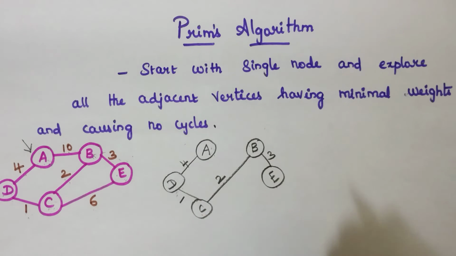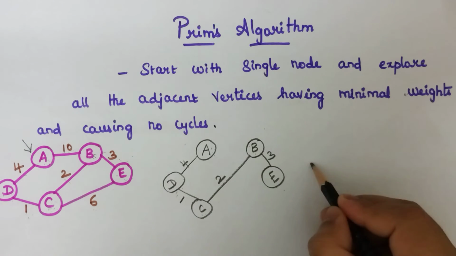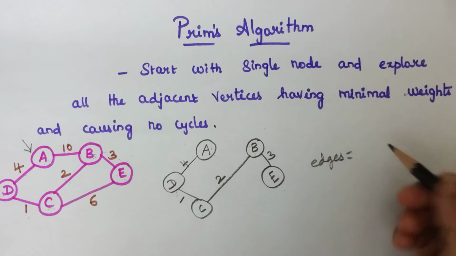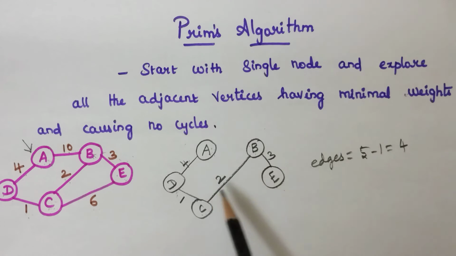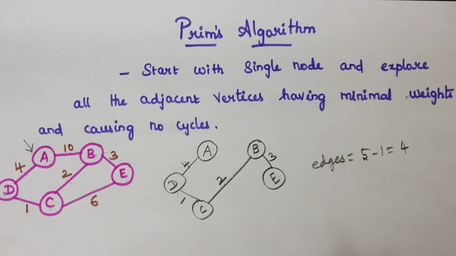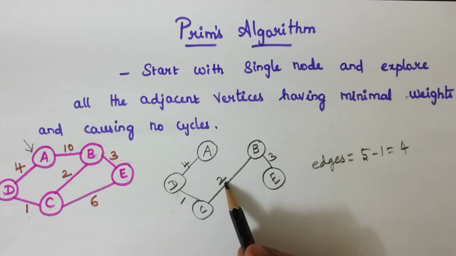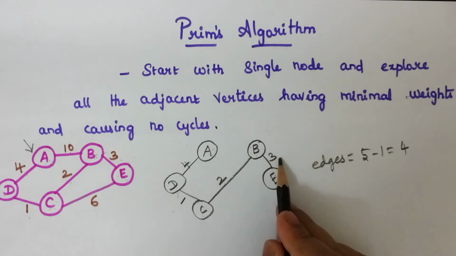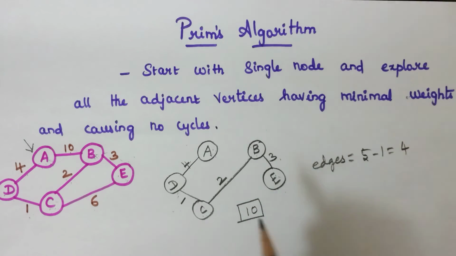Now coming to the number of edges: there are 5 vertices in the graph. How many edges should we have? We should have 5 minus 1 edges, that is 4, right? So 1, 2, 3, 4, yes, we got 4 edges here for the 5 vertices. So this is my spanning tree, that is the minimum spanning tree. Why? Because the total cost of this tree is 10. So this is my minimum spanning tree for this given graph.